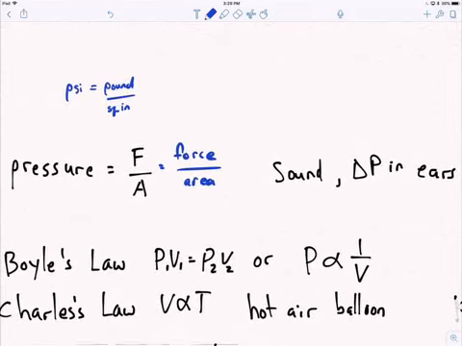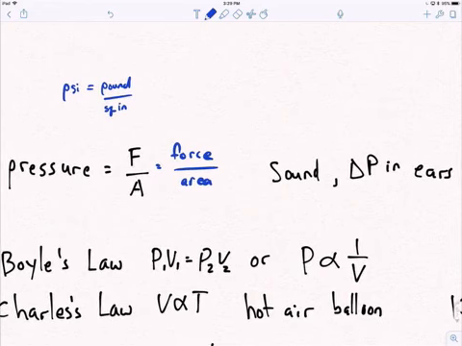A sound wave is a pressure wave. A sound wave is also a specific type of wave called a longitudinal wave. You're probably more familiar with what's called a transverse wave. We'll talk about that when we get to light. Light is a transverse wave. Ocean waves are transverse waves. A transverse wave is one where the motion is perpendicular to the direction of the wave.